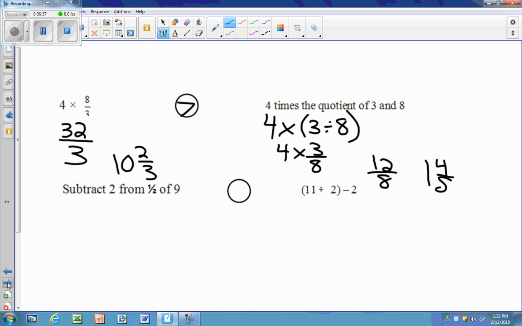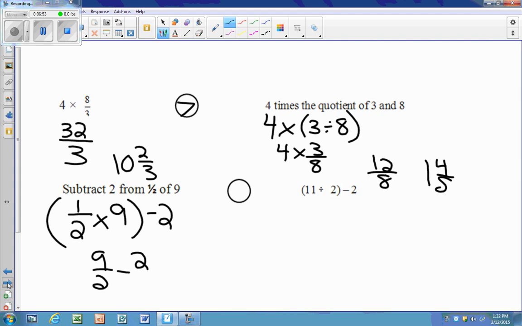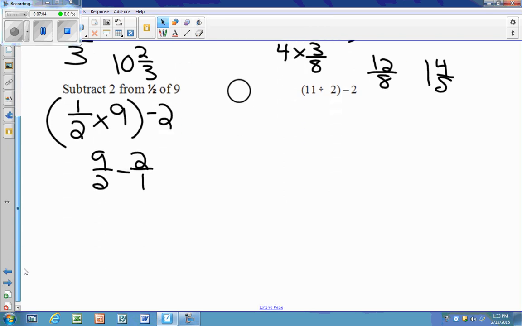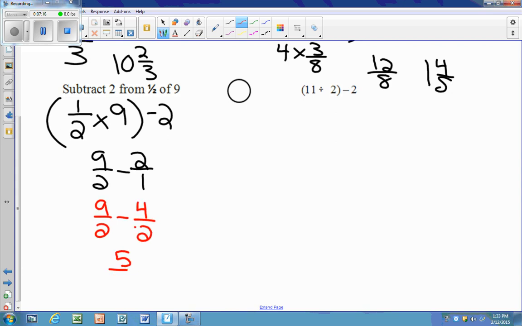So once again, we're going to try the next one. Subtract 2 from 1/2 of 9. So 1/2 of 9, subtract 2 from that. If I solve it like I know, I have 9/2 minus 2. And when we have a whole number, we've always said that if we wanted to, we can put it over 1. So now when I change this into a common denominator, this stays 9/2, and this becomes 4/2, and I end up with 5/2.